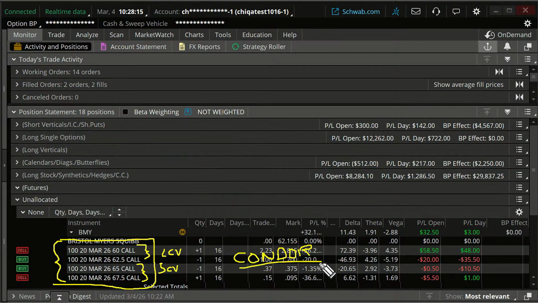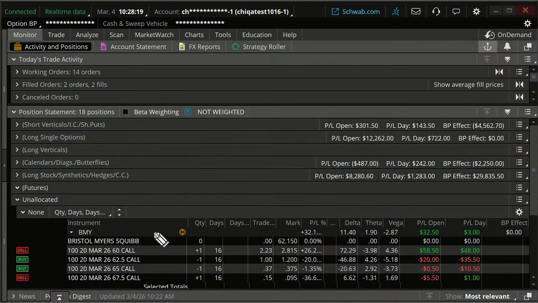Okay, so how are we going to manage it? We're actually going to manage it pretty similar to an iron condor, to be honest. We're going to consider these separately, my bull call spread and my bear call spread. So we'll look at managing those separately.